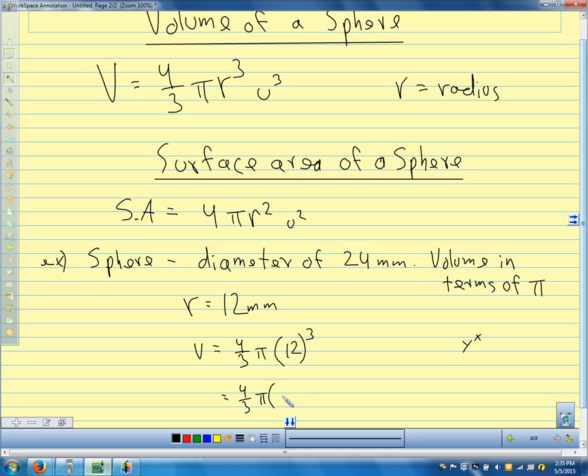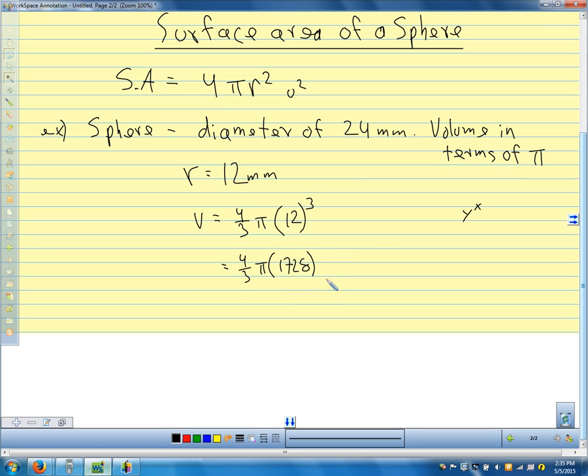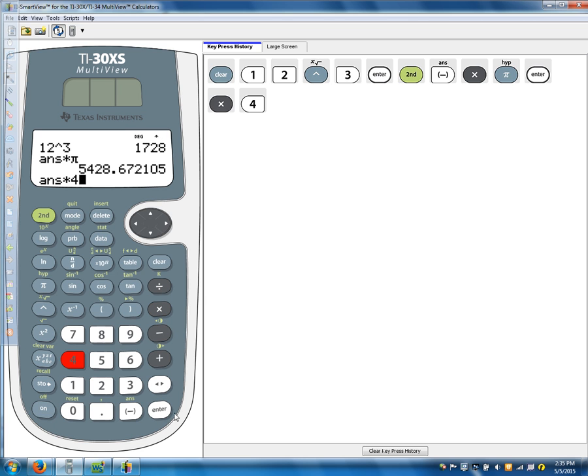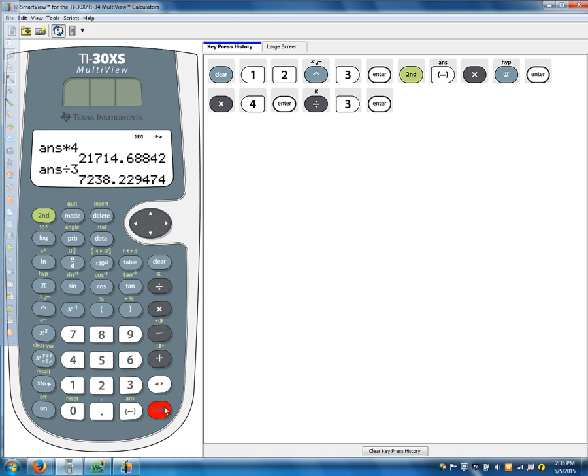All right, so this is 4/3 pi times 1728. What I would do is multiply 1728 by pi, multiply by 4, and then divide by 3. Where's my pi button? Times pi. And then I'm going to multiply by 4, and then divide by 3. Oops, I said in terms of pi, didn't I? Yeah, this would be my decimal answer.